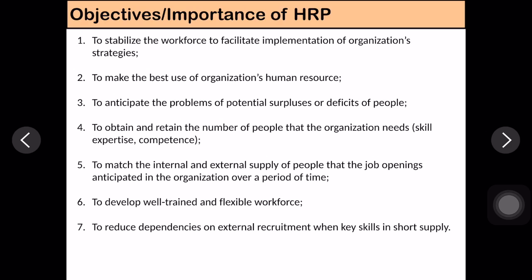Next, number 5, to match the internal and also external supply of people to the job openings available within that organisation. So basically importance number 5 is the same as the definition provided by Mondi. Here is where you as an HR exec have an indicator, or a benchmark, to conduct internal recruitment or external recruitment. For example, if your organisation has a surplus number of employees, definitely you will use internal recruitment. You only open that job opening within that organisation. You will not advertise or offer it to outsiders. So if you have a shortage of workers, you will use external recruitment.